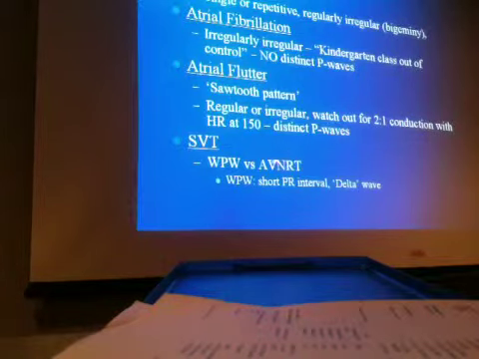It's called an AV nodal re-entry tachycardia. SVT is not that difficult to distinguish. You go, oh, it's very fast, very regular. You have a heart rate of 200 and it's completely regular. It's probably SVT. Just call it SVT.